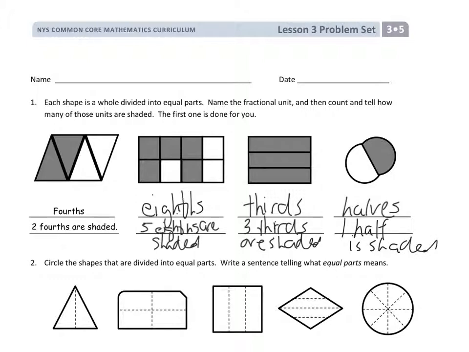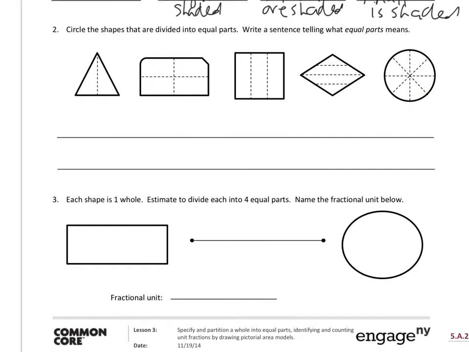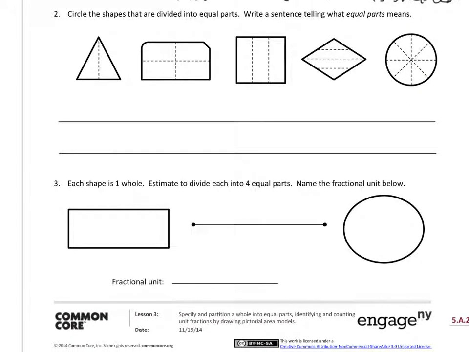Okay, let's move on down to the next problem. And that brings us right up to here, number 2. So we're going to circle all the shapes that are divided into equal parts. Okay, equal parts. So does this one have equal parts? Here's 1 half. Here's 1 half. They look like they're the same size. So yes, that one would be 1.